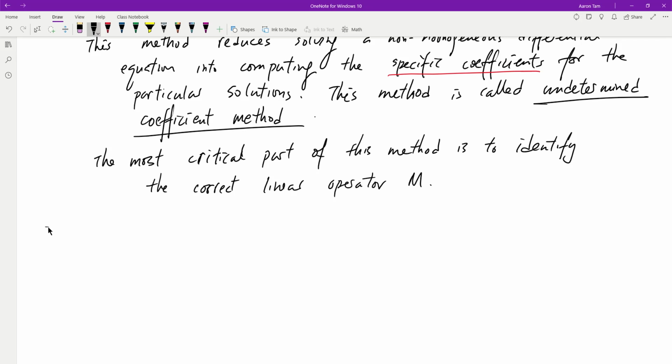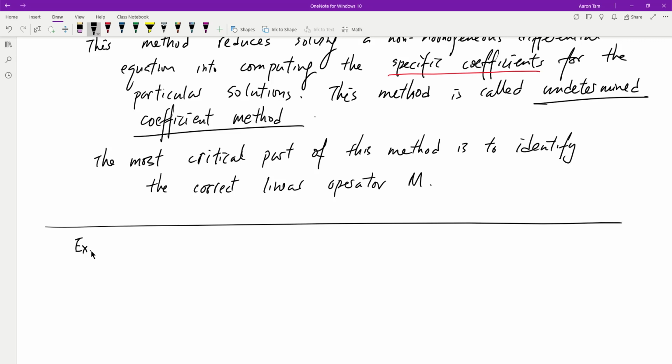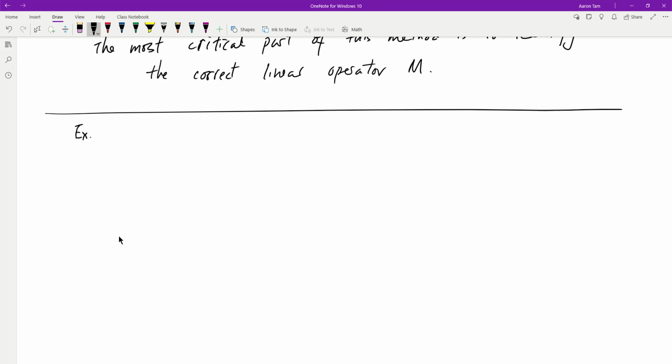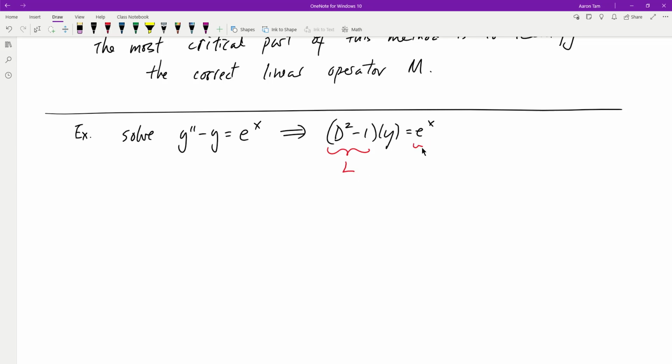Okay, so let's try an example. Let's say we want to solve this equation, a pretty straightforward one. Let's say solve y double prime minus y equal to e to the x. Okay, so first I'm going to go ahead and rewrite it into differential operator form. So it's D squared minus 1 of y equal to e to the x. Remember, this D squared minus 1 is our L. This right here is our f, and in this case there's only one function, so I don't need a subscript for that.